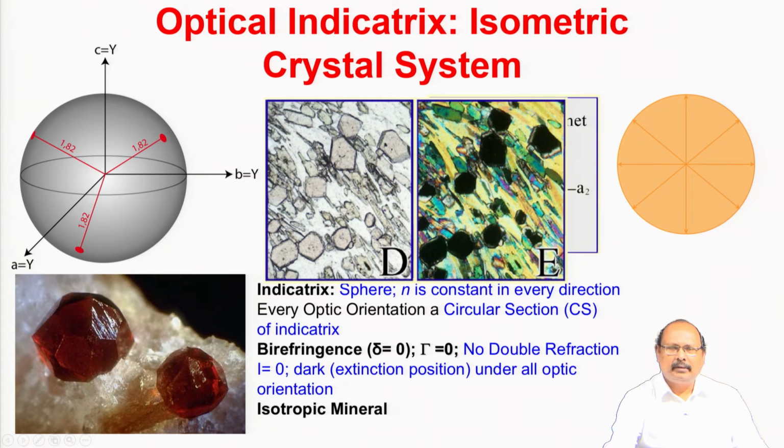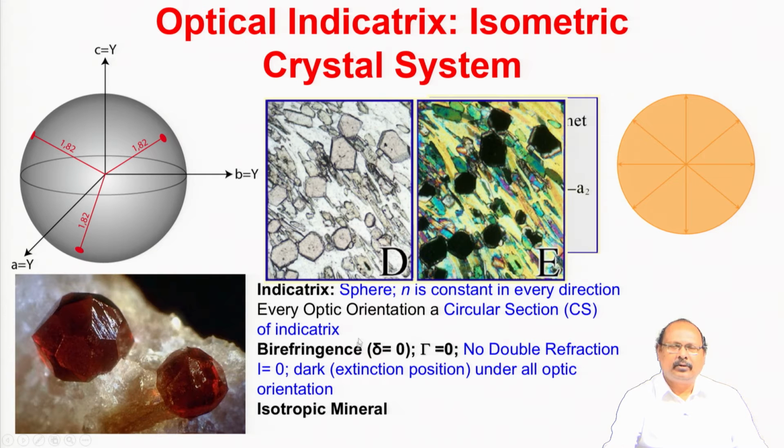When the same mineral is seen under cross polarized light, you will see that everywhere the mineral is dark, or under extinction position. This is the characteristic feature of minerals belonging to the isometric crystal system, or of isotropic minerals. Isotropic minerals remain under extinction position under all stages of rotation of the microscope stage, and it emanates from the very important aspect that in a circular section the birefringence value is 0.